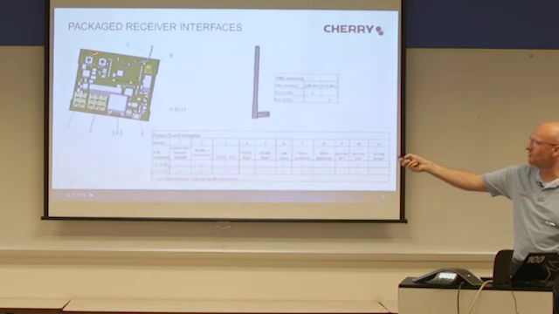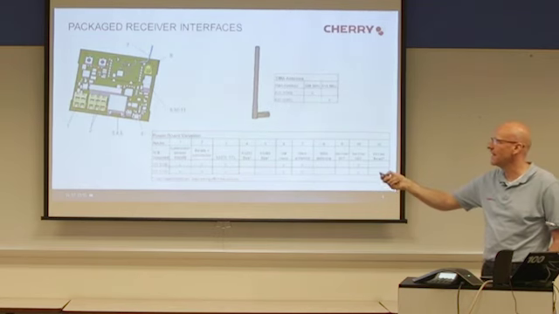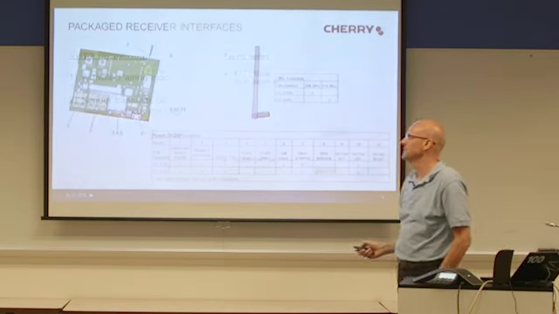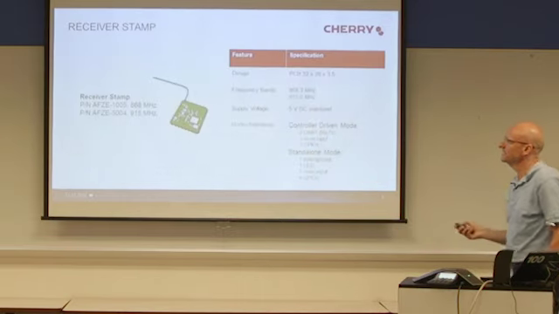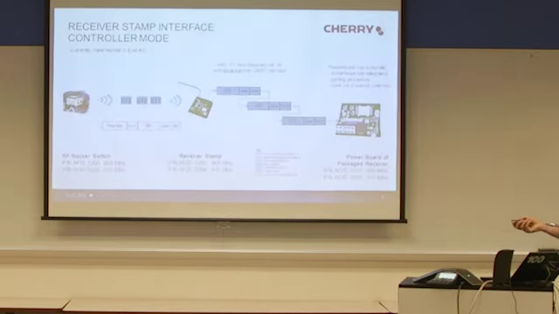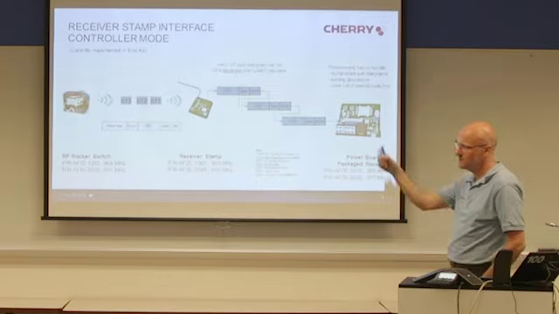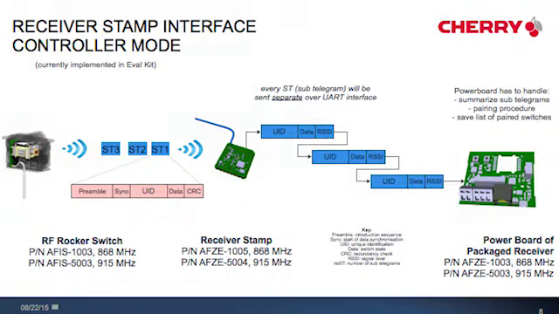And on the power board are placed the buttons, the LEDs, and the interfaces. To understand how it works, it's necessary to understand the communication structure between the RF stamp and the power board.